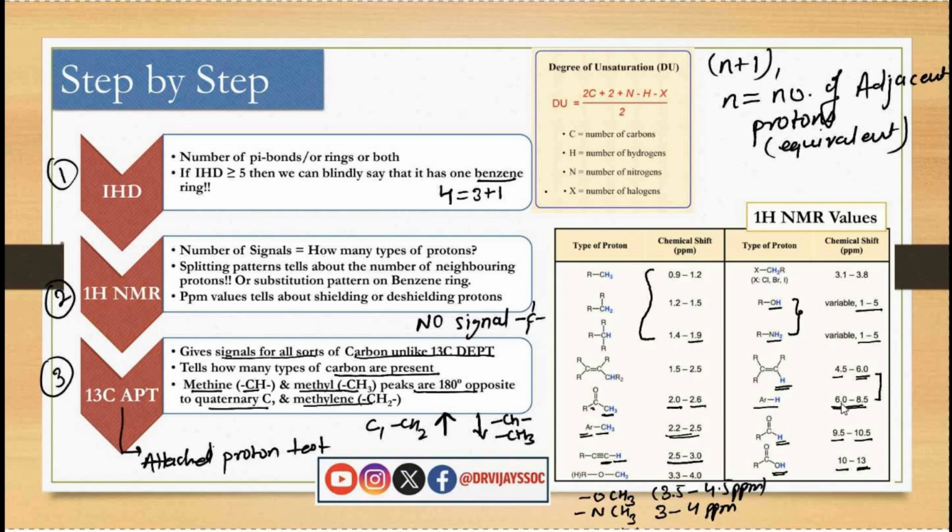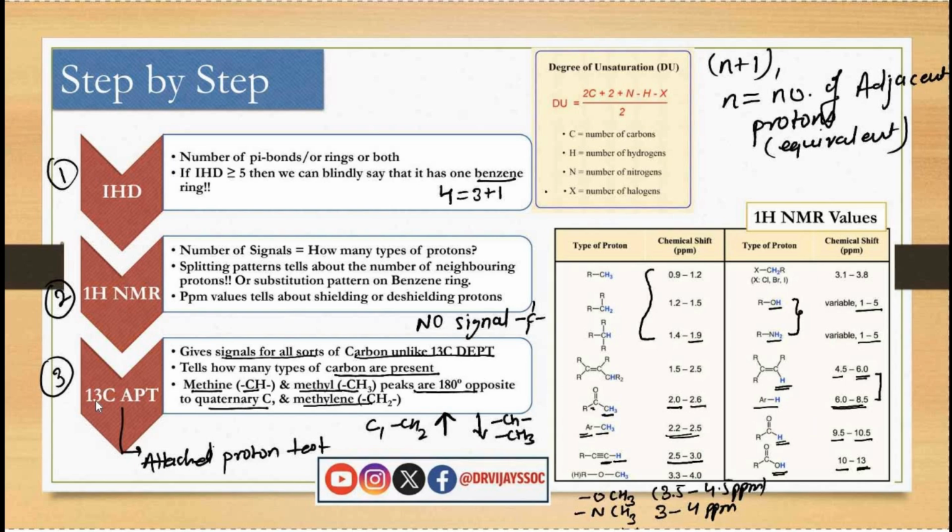The aromatic protons come from 6 ppm to 8.5 ppm, sometimes overlapping with the alkene protons. This depends on the nature of the alkenes. Aldehyde protons come from 9.5 ppm to 10.5 ppm, but carboxylic protons always come after 10 ppm, from 10 to 13 ppm, and it is a slightly broader signal. We should remember these values because they are very important to determine the structure of compounds.